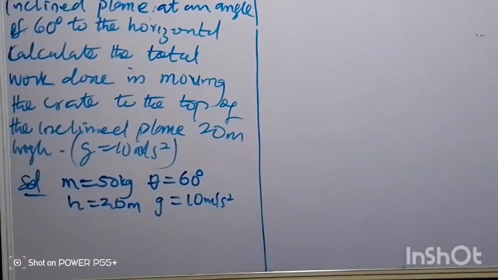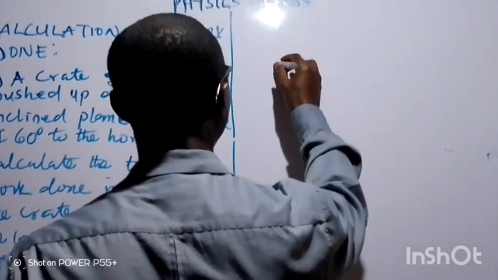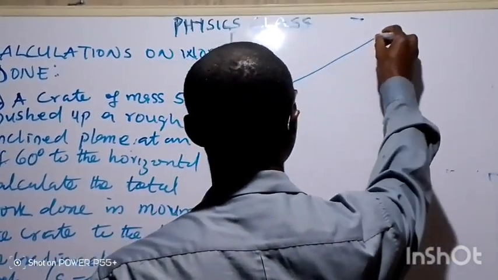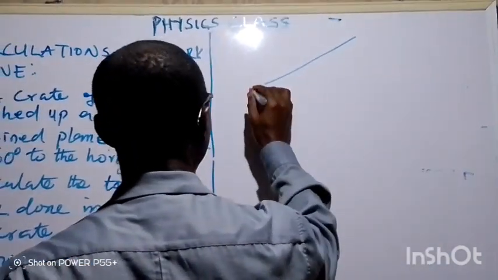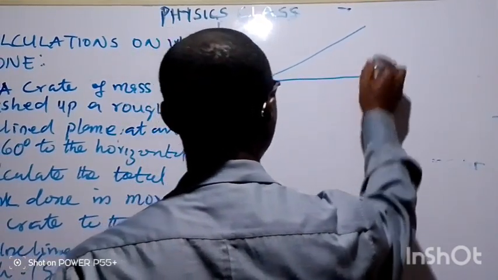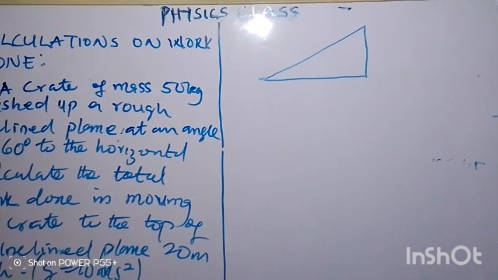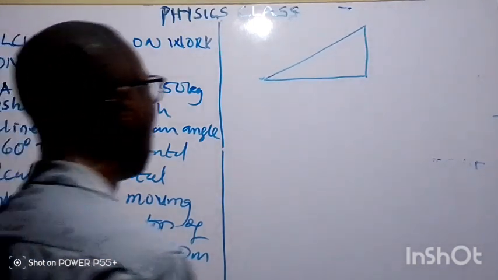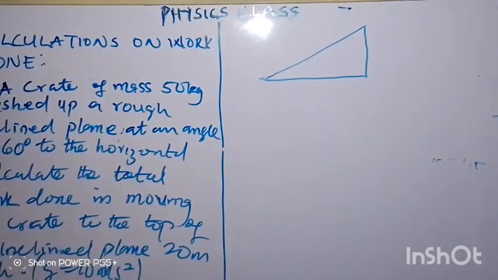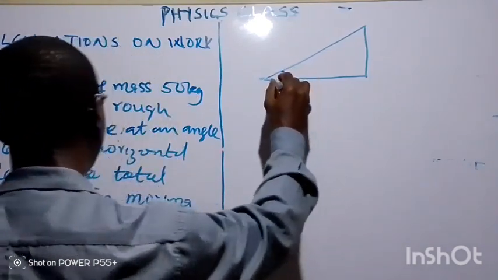To understand this one better, as I said the other time, I've joined coefficients of friction with work done. So for you to understand this better, please try as much as possible to watch our lesson on coefficients of friction in a horizontal plane and in an inclined plane. So the angle of inclination here is 60 degrees according to the question.